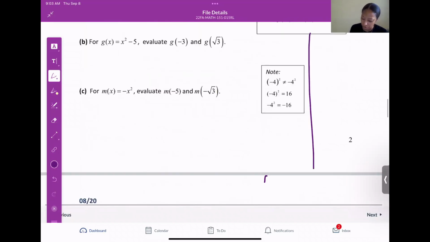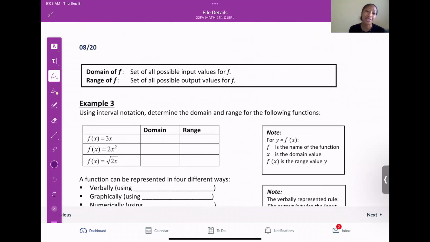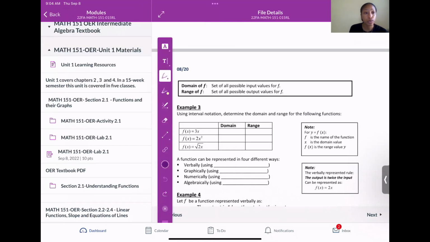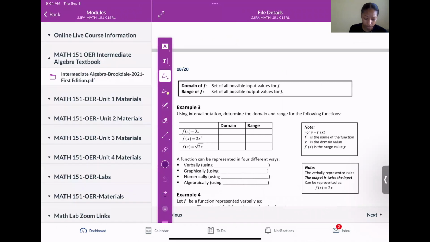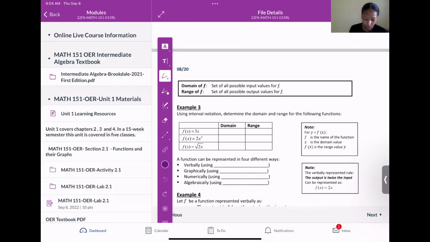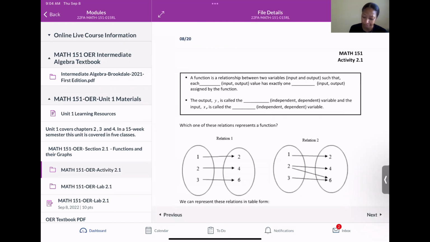We're going to try to get through this whole thing. Just in case somebody's watching the video and didn't see, you can find this under the Unit 1 module for the 2.1 information. So 151 OER Activity 2.1.